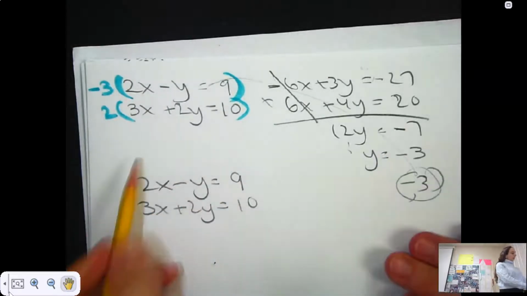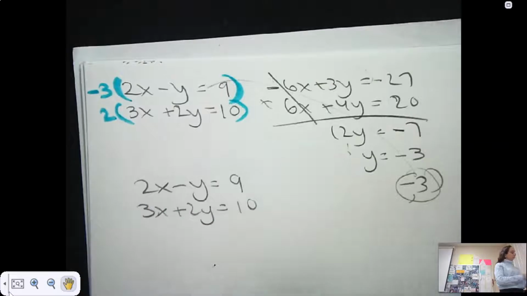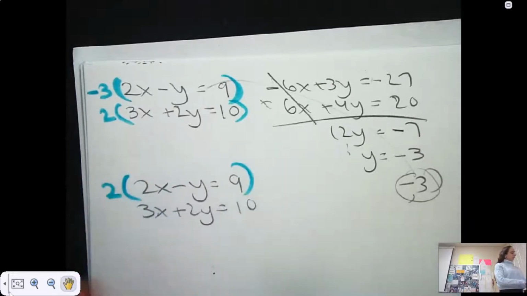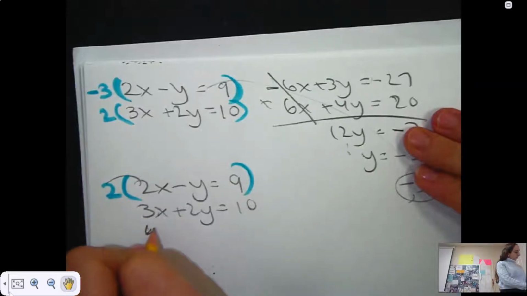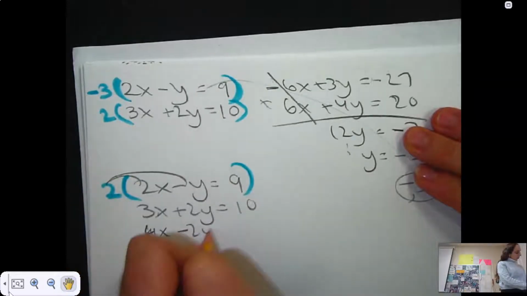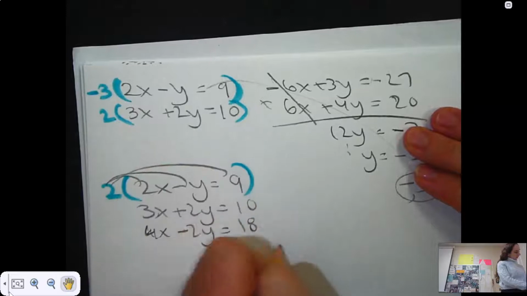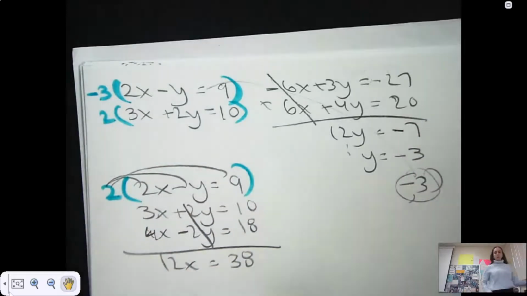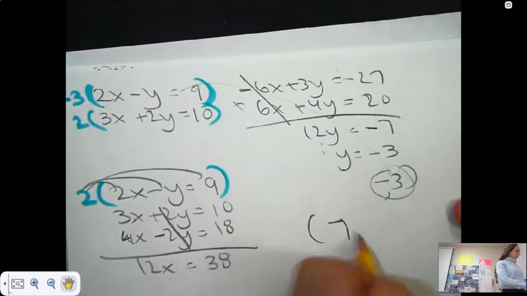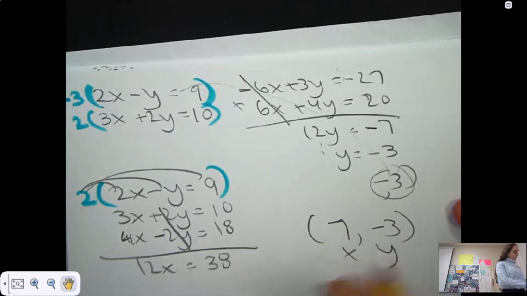Some of you noticed, hey, I don't want to eliminate the X. It'd be much easier to eliminate the Y if I multiplied that by 2, because then that would be 4X minus 2Y equals 18, and I eliminated the X. It doesn't matter which one you eliminate. Yes, there are easier ways to go. Eventually your answer would be, let's say, 7, negative 3. There's an X and a Y.